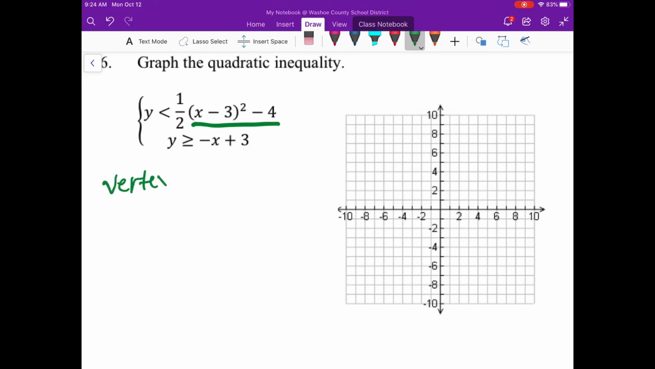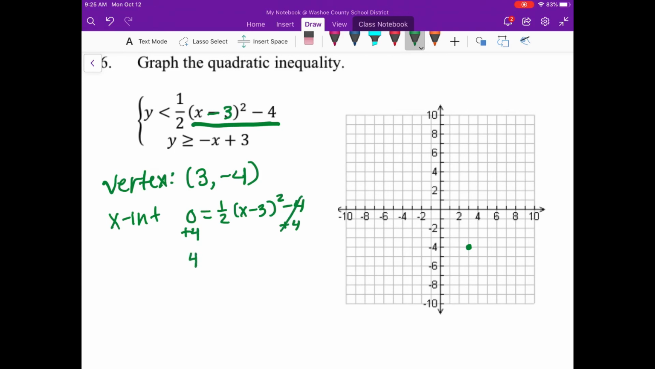So for the quadratic, the vertex is easy to find because we're going to take what's inside the parentheses, but it's the opposite sign, so positive 3, and then exactly what I see on the outside, so a negative 4. That's going to be my vertex, positive 3, negative 4. Then I have my x-intercepts that I need to find. So to find my x-intercepts, I'm going to set the equation equal to 0 and solve for x. So I'm going to add 4 to both sides.